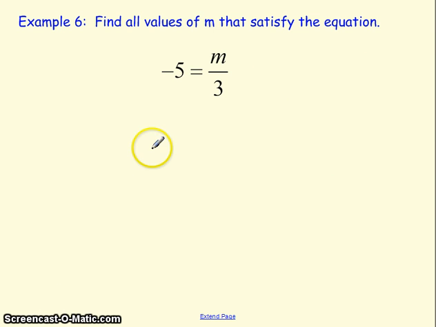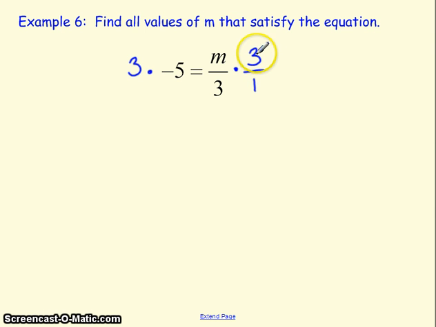Finally, we have an example of an equation where the variable is being divided by a number. So in order to undo that division, what we're going to have to do is multiply. So to undo the division by 3, we're going to multiply both sides of the equation by 3. Because whenever you divide, to undo it, you multiply. So this is like multiplying by 3 over 1.